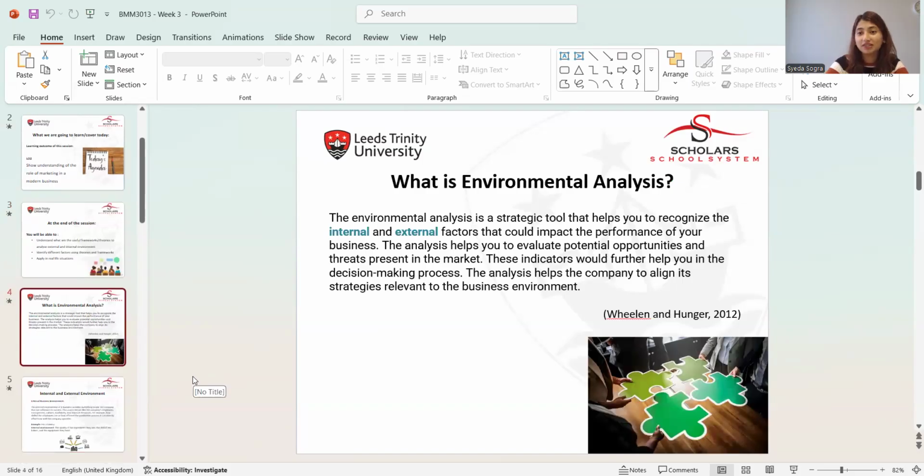So what is environmental analysis? The environmental analysis is a strategic tool that we can use to understand and recognize the internal and external factors that could affect the performance of our business. This will help us to understand the opportunities and the threats that are present in the market, and help us decide what our business should be doing in the future or currently. This analysis helps the company to align its strategies relevant to the business environment.